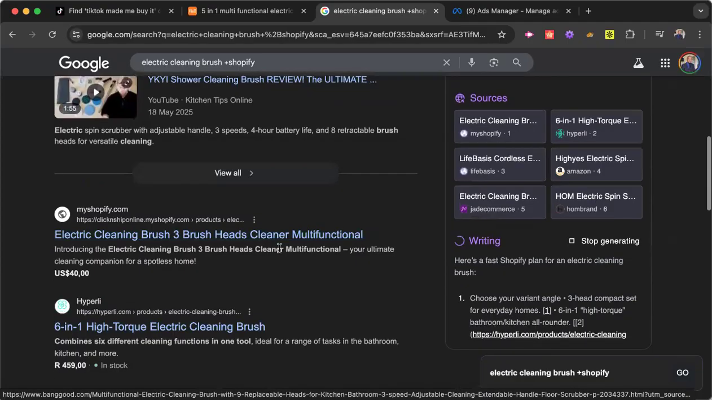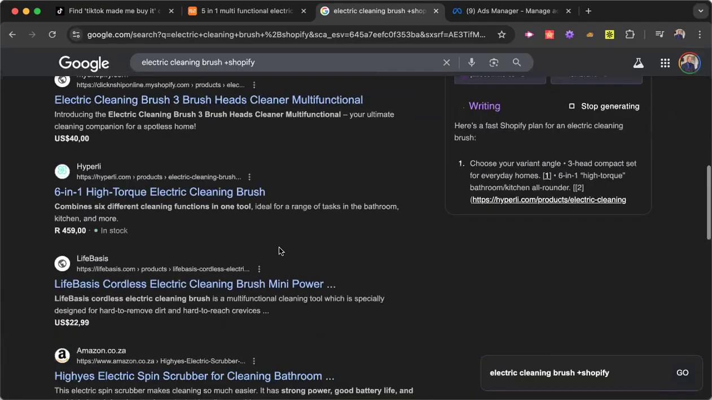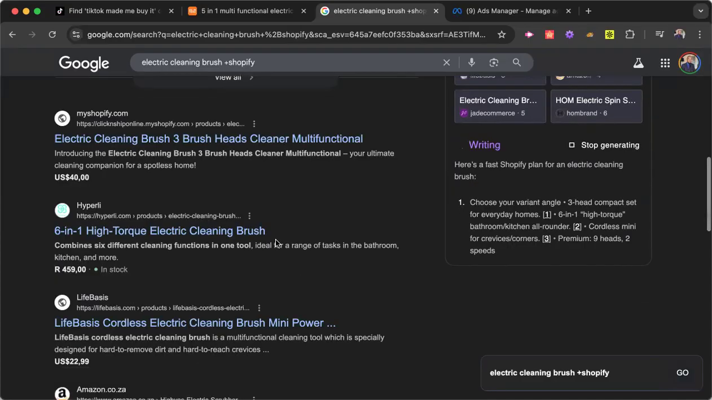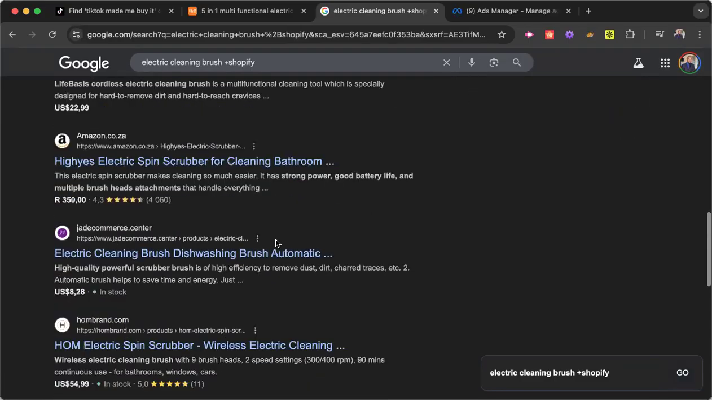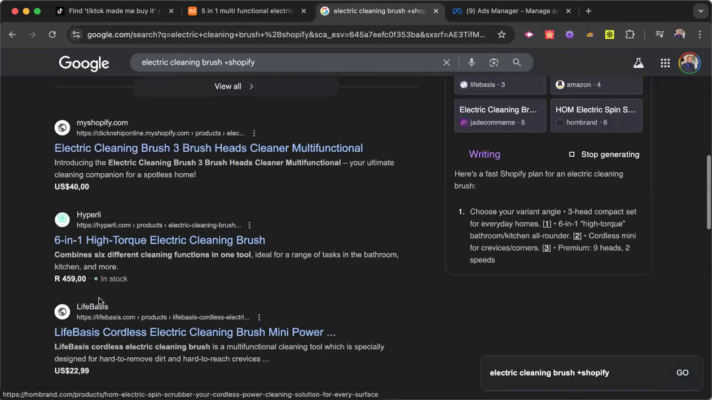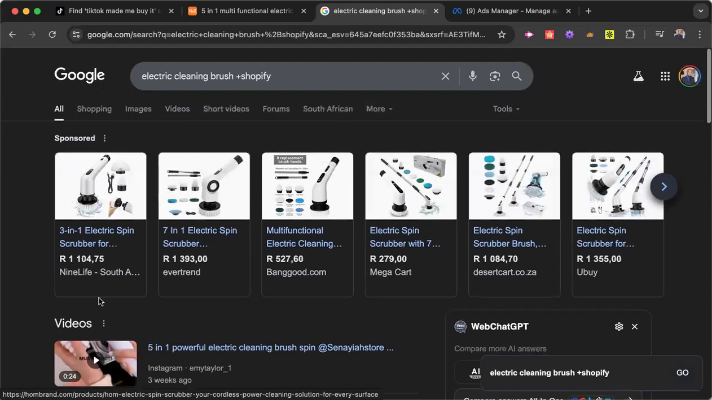So I'm just going to carry on scrolling down. All of these are Shopify websites. Obviously this is based in America, so that's $40. You times that by 18. Just give me a second, I'm just going to calculate how much that is. That's maybe around 600 Rand. So we can see we're in a good price point, $54. Selling it for 500, so under 600 bucks but above 400 bucks, it's a good price for this.